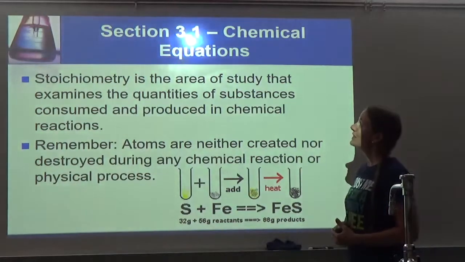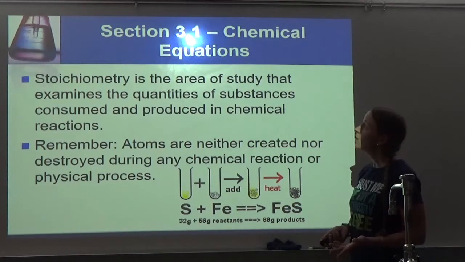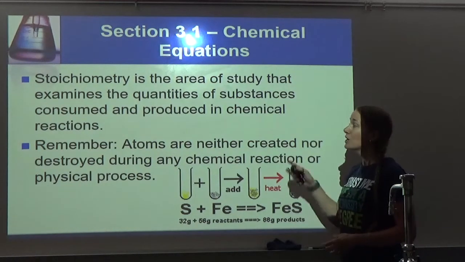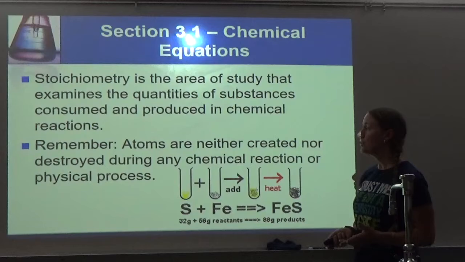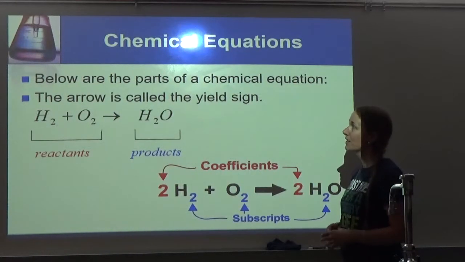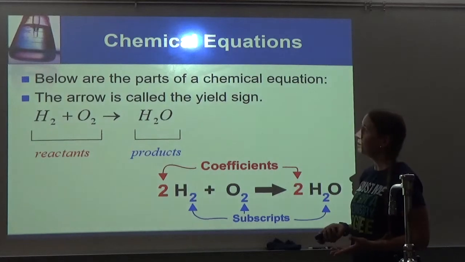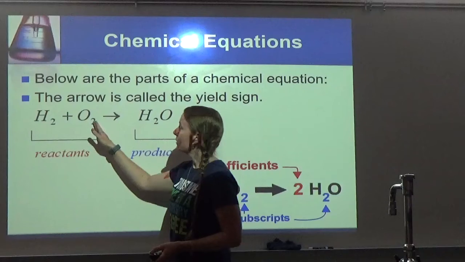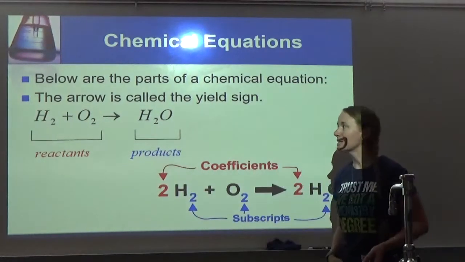So stoichiometry is the area of study that examines the quantities of substances consumed and produced in chemical reactions. So remember, atoms are neither created nor destroyed in any chemical reaction or physical process. Below are the parts of a chemical equation. So the arrow is called the yield sign, and on the left of the yield sign we have reactants, on the right of the yield sign we have products.